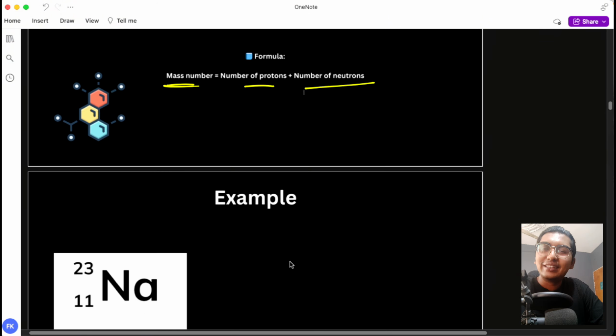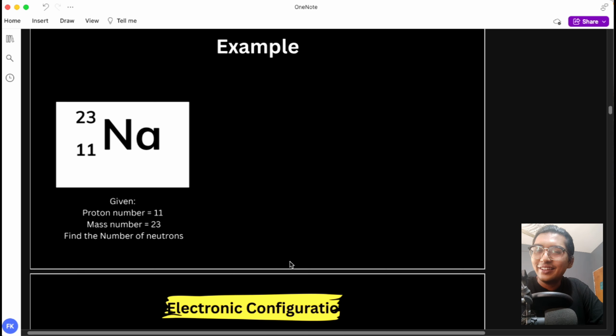Let's solve a math problem. I will give you an easy one. These maths are very easy. Given this is a sodium atom, with proton number 11 and mass number 23, find the neutron number. So how would you find this? First, let's write the formula.